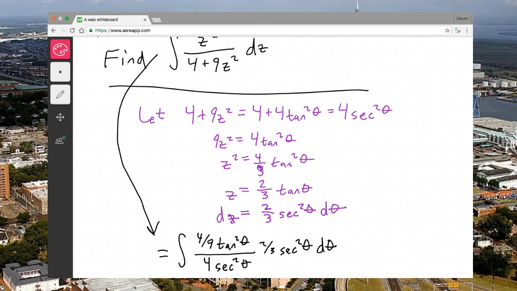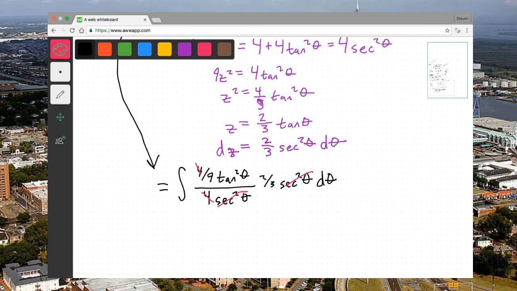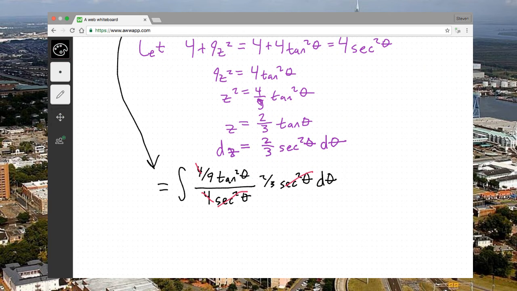And I can do some canceling. Secant squared cancels top and bottom. Let's see here, I've got a 4 cancels with a 4, and I don't believe anything else will cancel for me. So let's rewrite. So I've got a 1/9 times a 2/3. So I'll just bring that out here as 2/27. Integral, I guess all I have left is tangent squared of theta d theta.